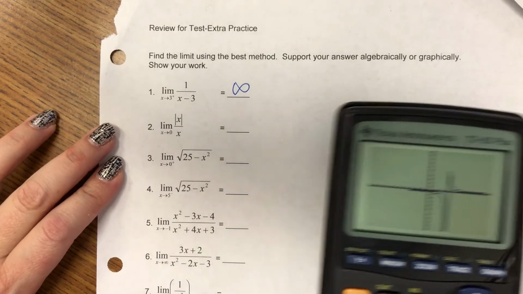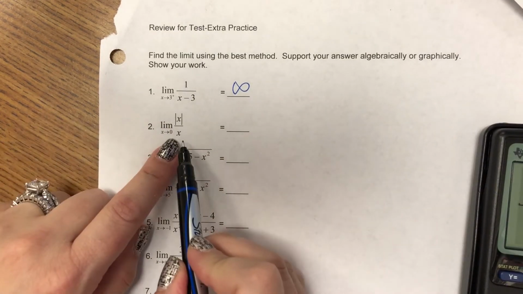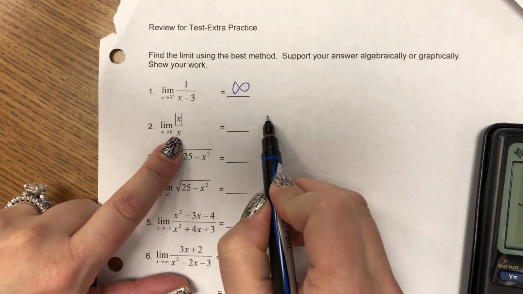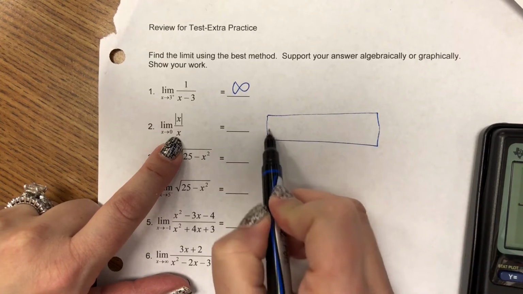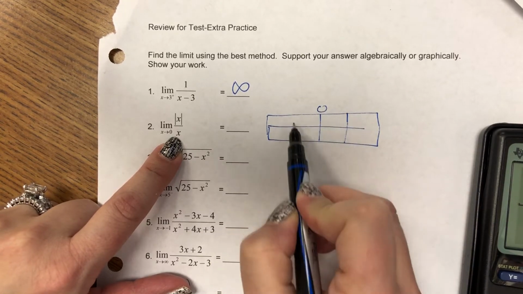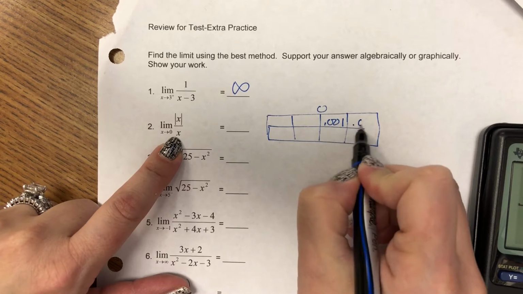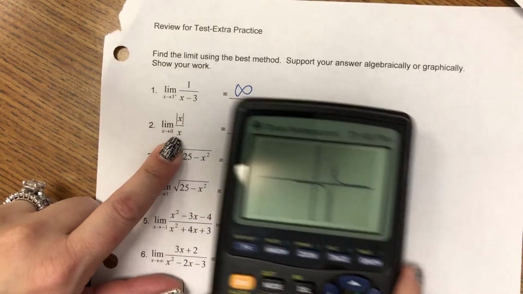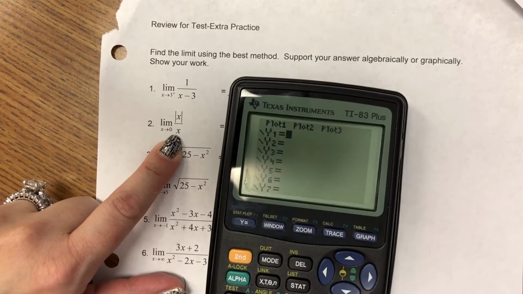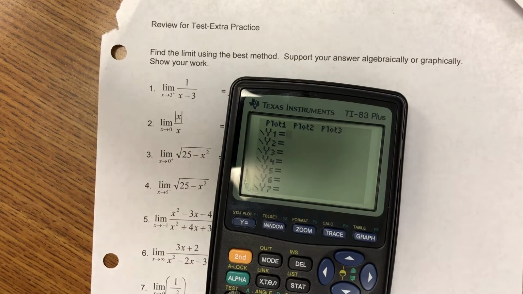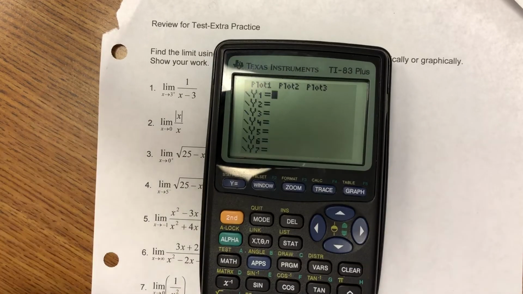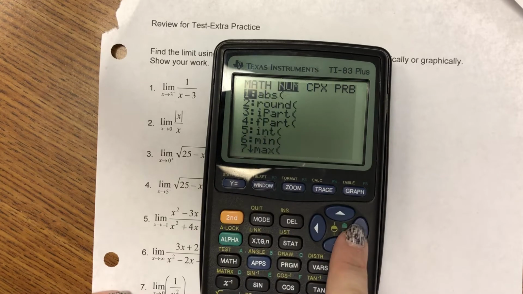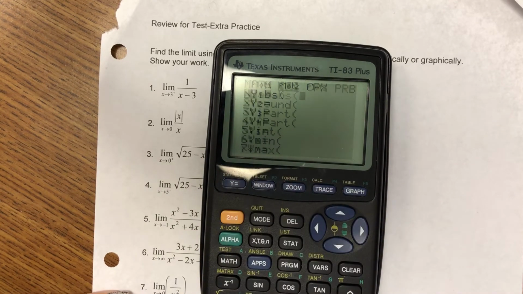Number 2, it says 0 from both sides. Well, I can't plug in 0 because that gives me undefined in the denominator. So you can look at a graph or you can make a table of values. So to the right of 0, to the left of 0. So I'm gonna plug in the absolute value. To get absolute value, you hit the math button, arrow over to num, and choice 1 is ABS for absolute value.